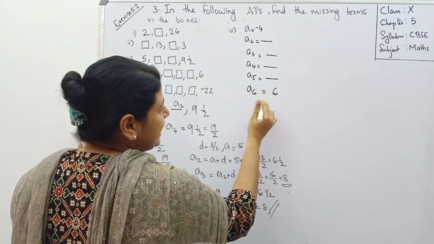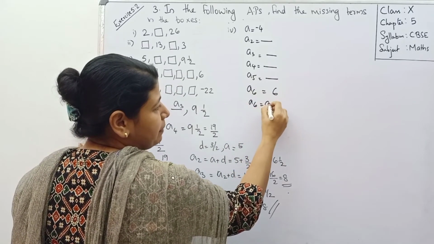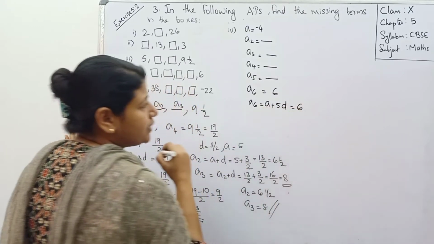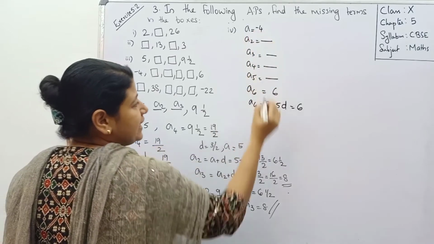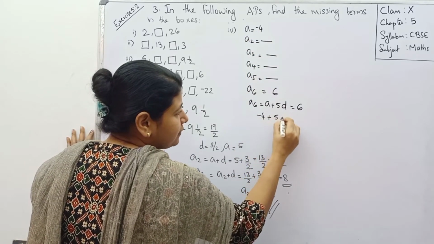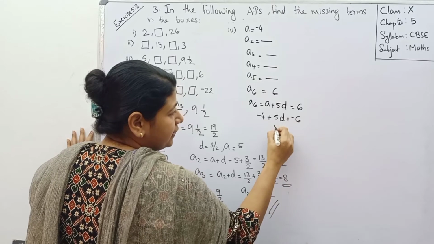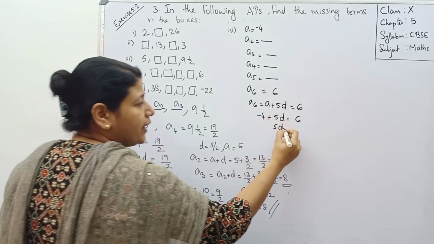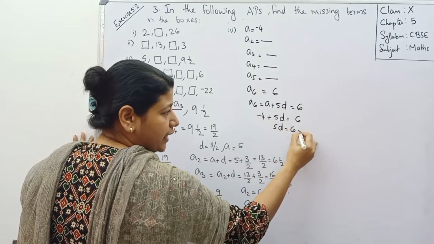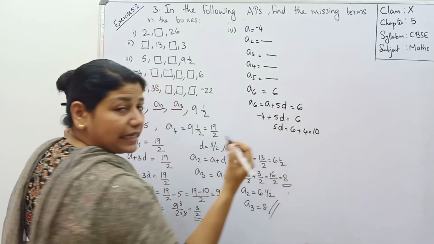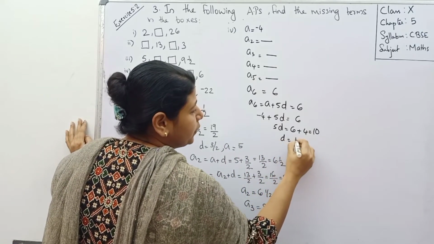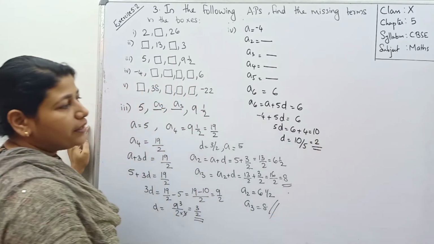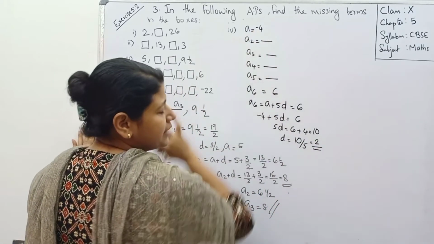Now, from this a6 we can write a6 is a plus 5d, that we have studied, which is equal to 6, isn't it? So, we can substitute this a as -4. -4 plus 5d equal to 6. This -4 take to that side, you will get 6 plus 4, 10. And d equal to 10 by 5 which is equal to 2. So, the common difference is 2 and the first term is -4.